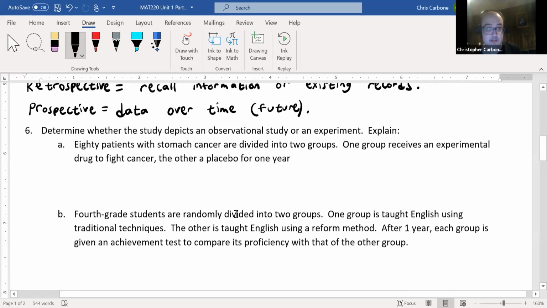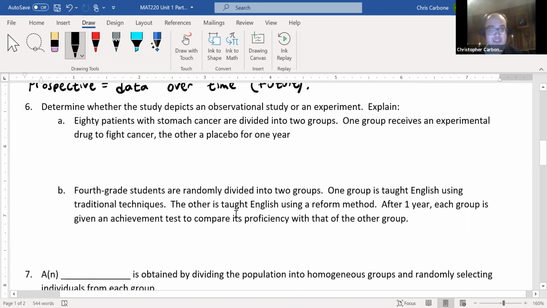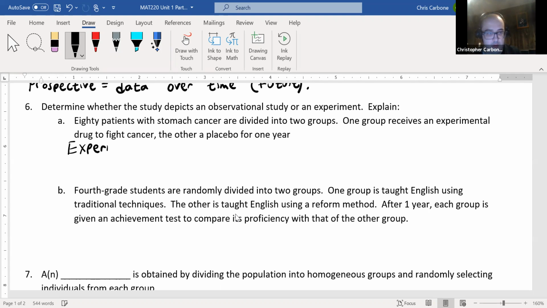So then in question number 6, we want to determine whether the study depicts an observational study or an experiment, and then explain. 80 patients with stomach cancer are divided into 2 groups. One group receives an experimental drug to fight cancer, and the other a placebo for 1 year. This is an example of an experiment. Specifically, they control this idea of using the drug or the placebo.